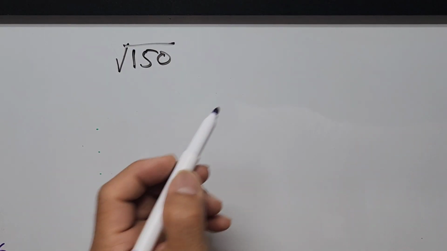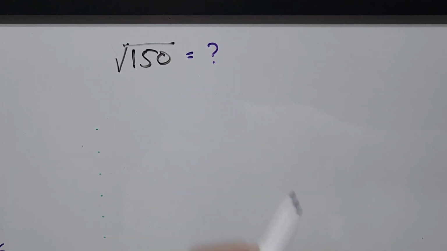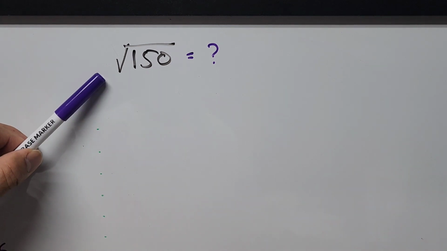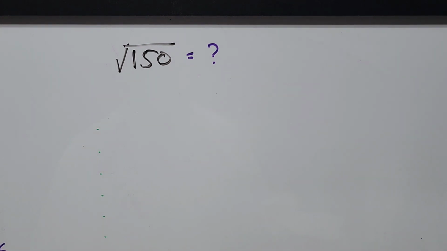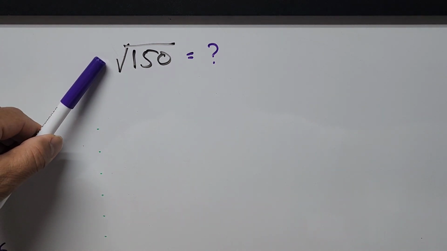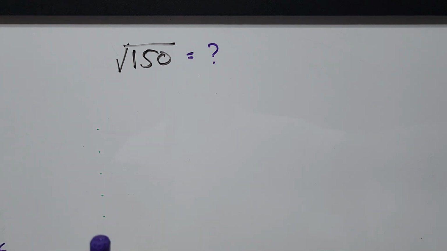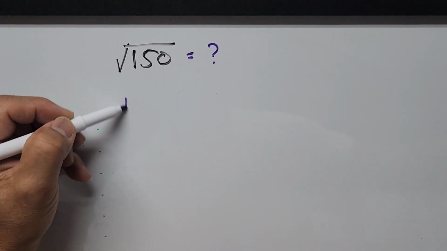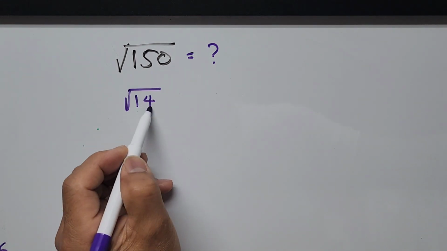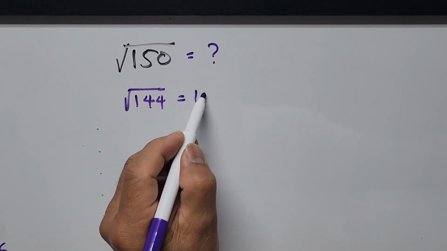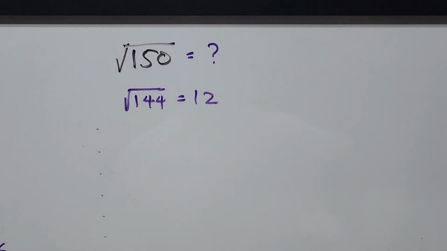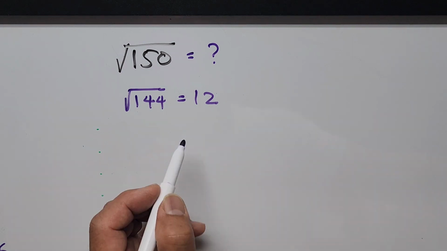Alright, how about the square root of 150? So here we need another base number to calculate our approximate value of the square root of 150. So the nearest perfect square closest to 150 is 144, right? Since square root of 144 is 12. And the other reference value would be 13, right?